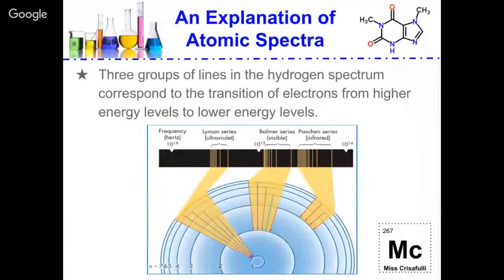There are 3 groups of lines in the hydrogen spectrum that correspond to the transitions of electrons from higher energy levels to lower energy levels. If the energy level of the light is in the ultraviolet range, then you're in the Lyman series. If it's in the visible range, then you're in the Balmer series. And if it's in the infrared range, then you're in the Paschen series for hydrogen.